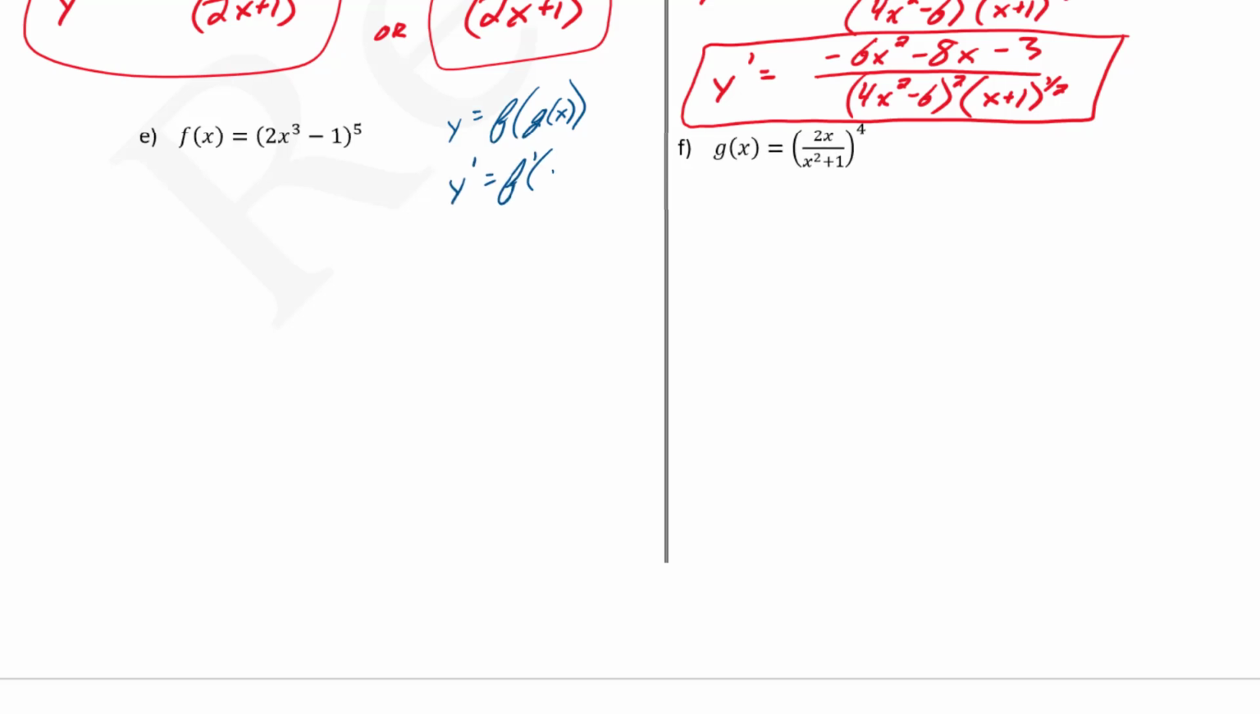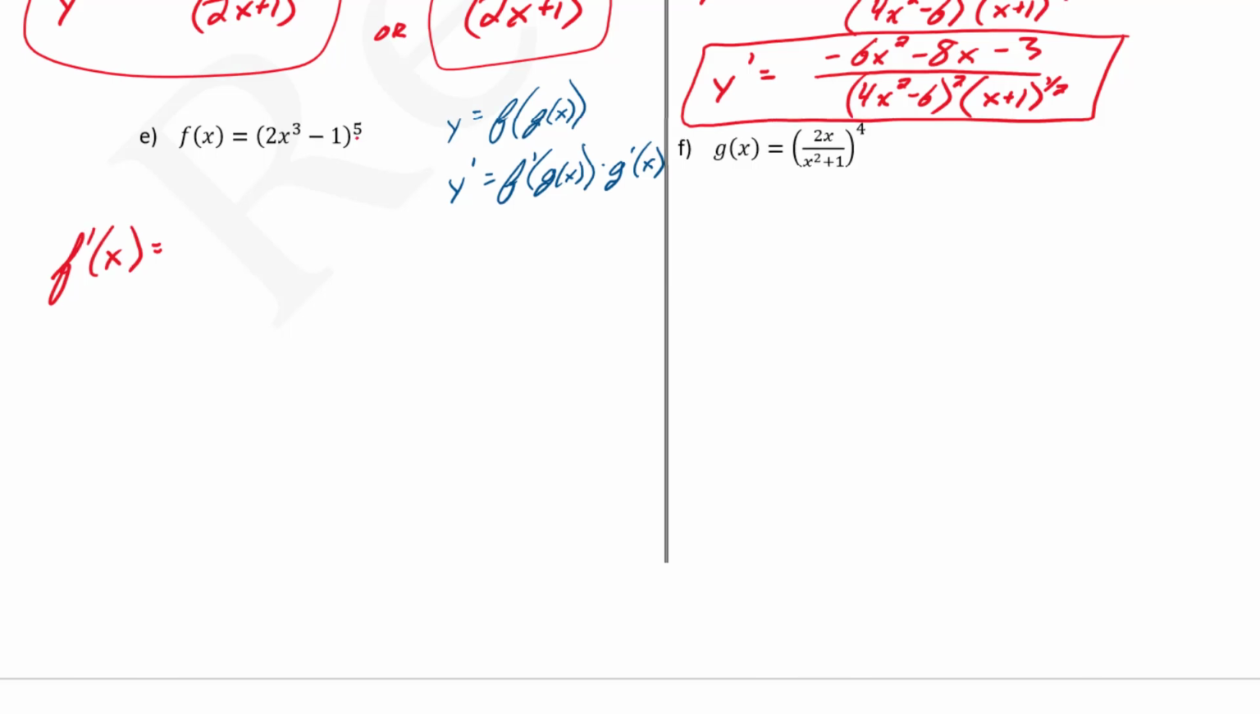f prime of g of x. So notice the inside would stay unchanged, but then times the derivative of the next level. And if I had another level, I'd end up just continuing that same pattern. But for this one, it looks like I just have the two parts. I've got the power of 5 as the outer function, and then the 2x cubed minus 1 is the inner function. So if I just start out here, I've got f prime of x as my notation.